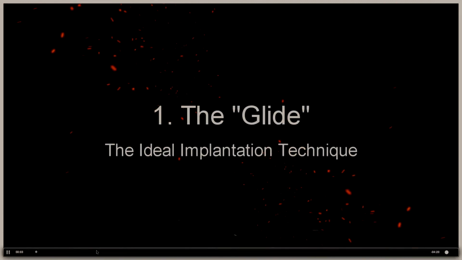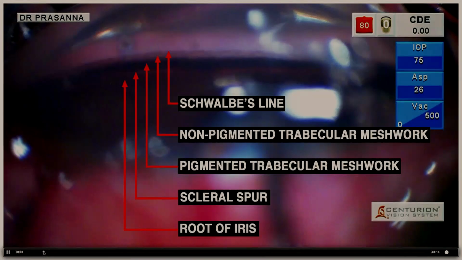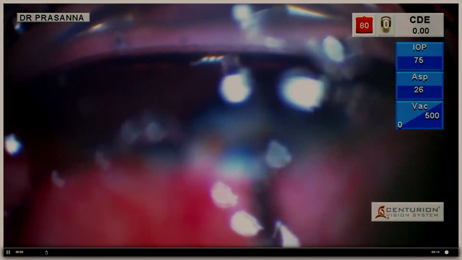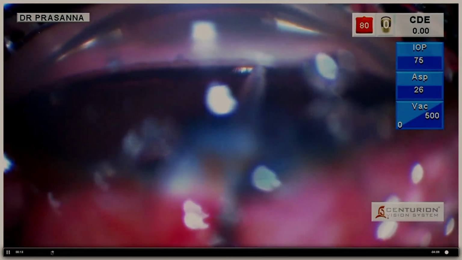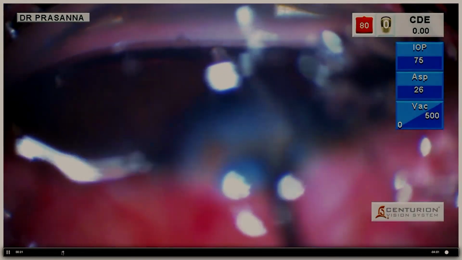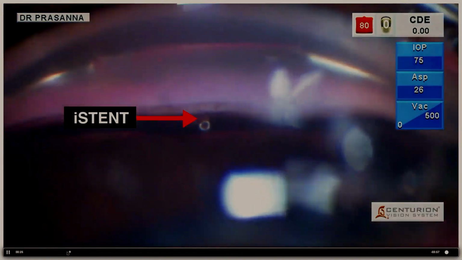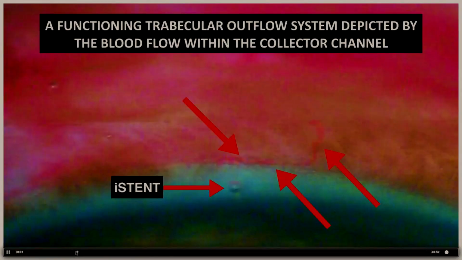So then we have the iStent G1. The iStent G1 is now obsolete, so I'll just show what is the right implantation of this technique. It is a tangential insertion. Again, anatomical orientation is the key. Once you identify the normal plane, place the iStent in a tangential orientation, and once you are in the right plane, you can leave it.